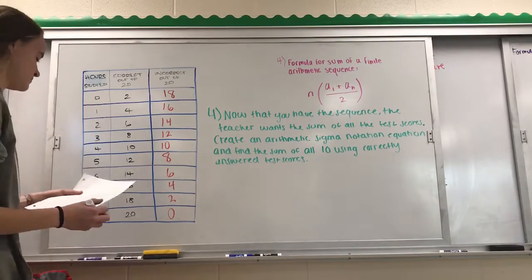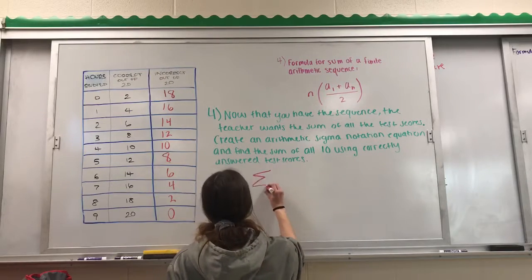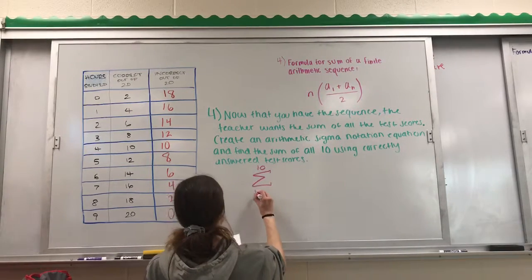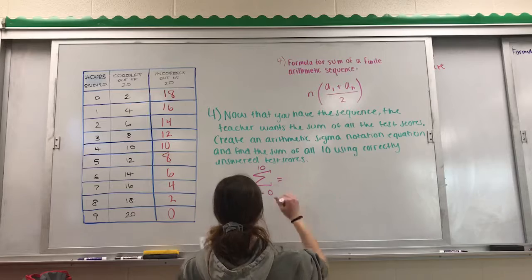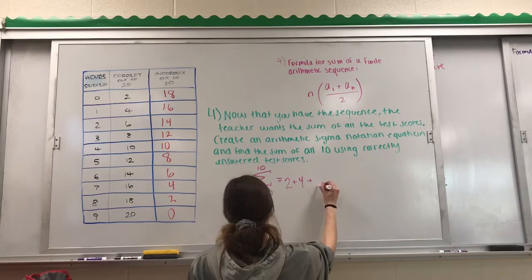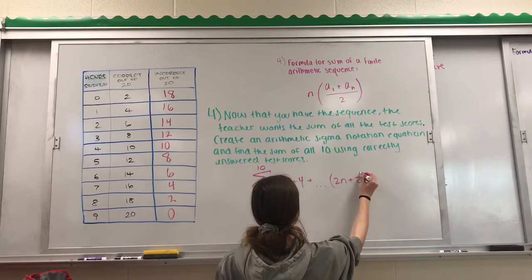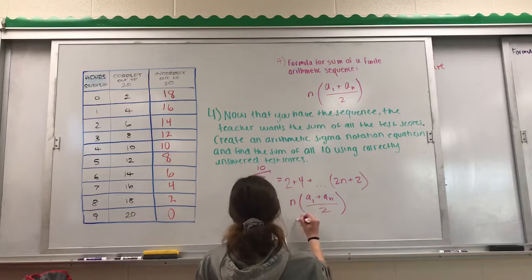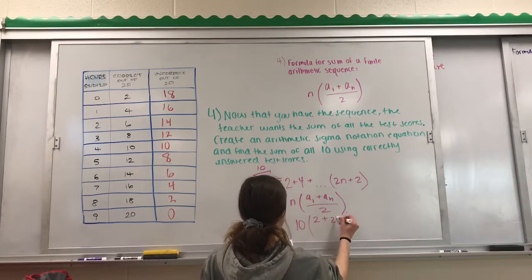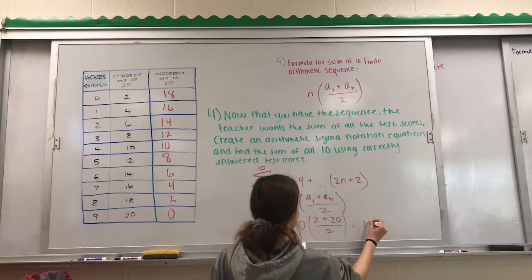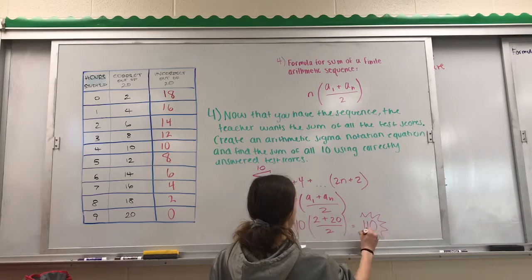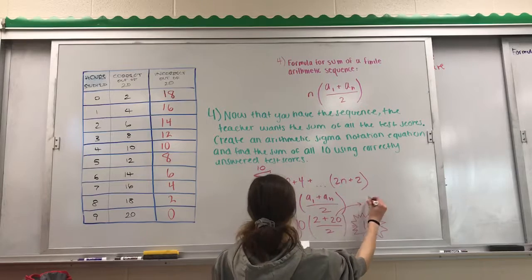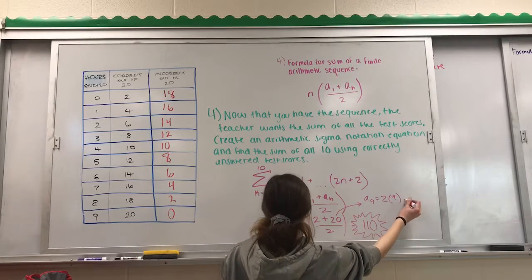Now that you have the sequence, the teacher wants you to know the sum of all the test grades so she can compare it with other teachers. Create an arithmetic sigma notation equation and find the sum of all 10 using the correctly answered test scores. So in this sigma notation, 10 will be your n and k will be 0. 2 and 4 represent the first few terms in the sequence, 2n plus 2 representing the rest. Once you plug it into the formula, your sum will come out to be 110.